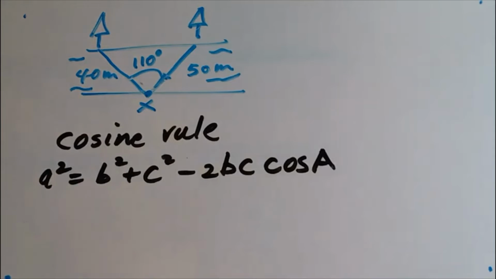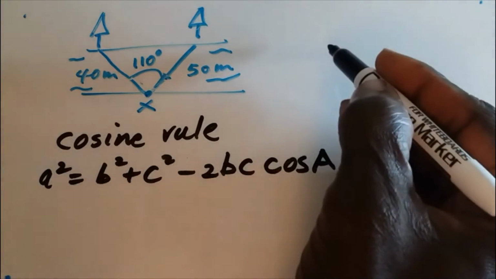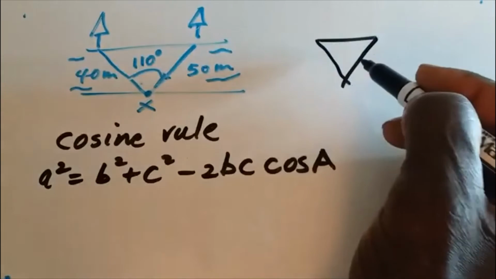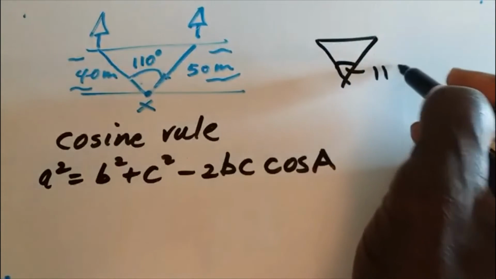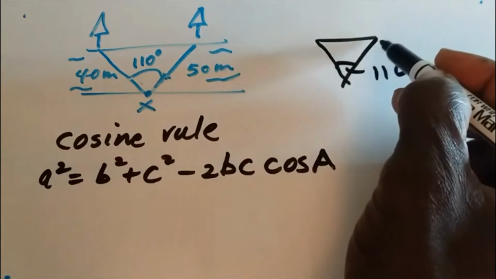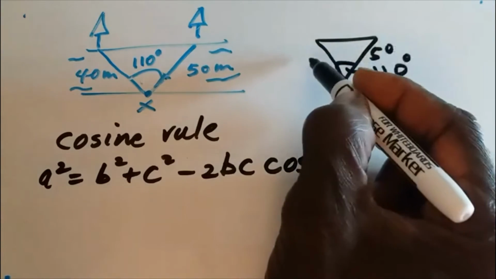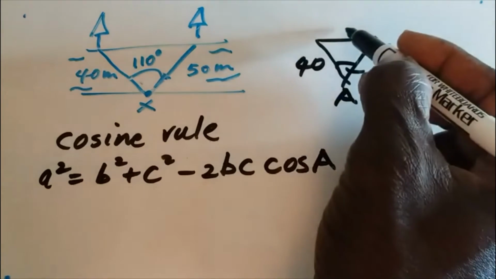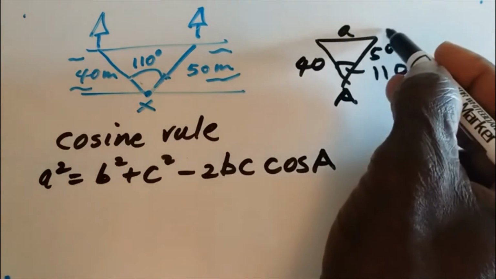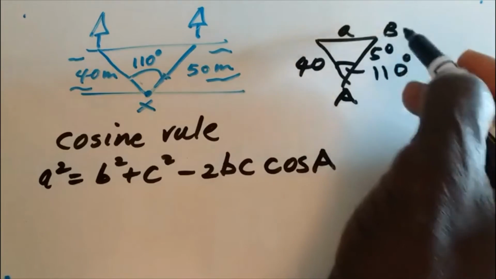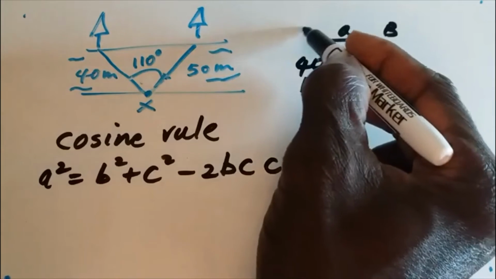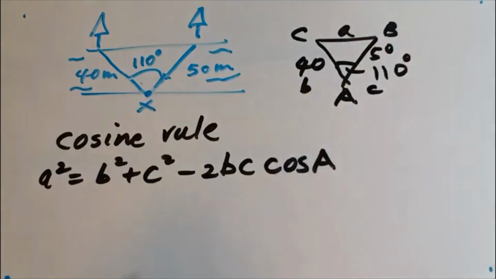Now how do we apply this? Well, we have to create a triangle from this, and we can see we have a simple triangle here, with this being 110 degrees. We have 50 as that length and 40 as this length. We'll call this A, so this will be small a. We'll have this as B, so this will be small b, and this side as C, so this will be small c.